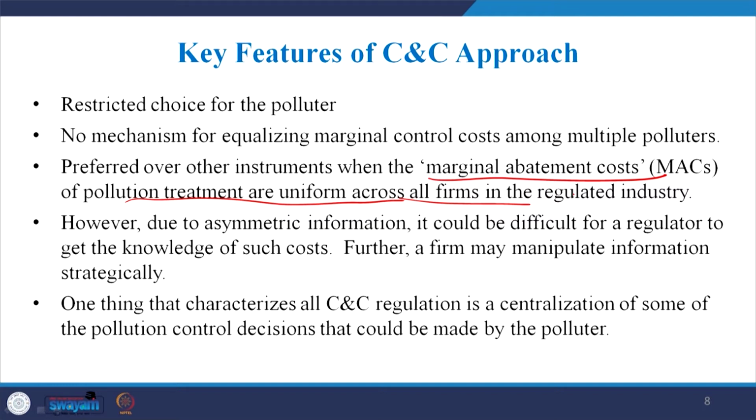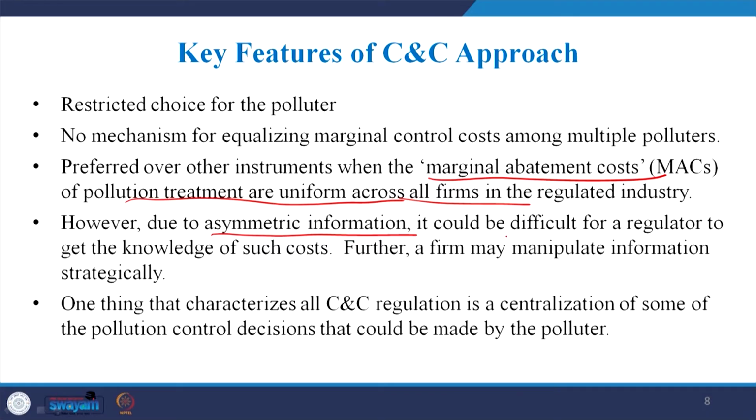So, that is why it is not feasible to decide the emission standard at the level where the marginal abatement cost of pollution abatement is uniform across all the firms in the polluted industry. Due to asymmetric information, it could be difficult for a regulator to get knowledge of such cost. Sometimes information may be manipulated by the company strategically. The companies or polluters may not share the correct information with the regulators, and that is why setting the standard at the level where the marginal abatement cost of all the firms is the same is very difficult, and that is why when standards are set, generally these aspects are ignored by the regulators.